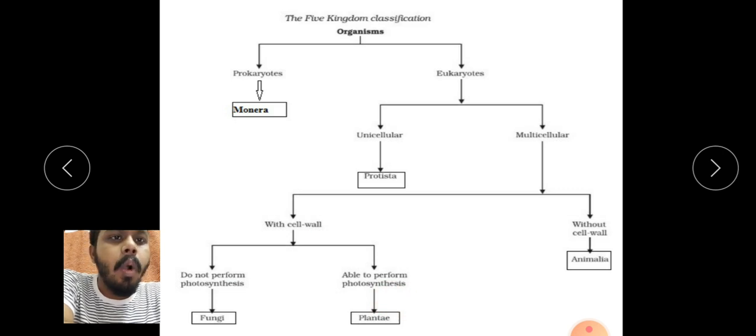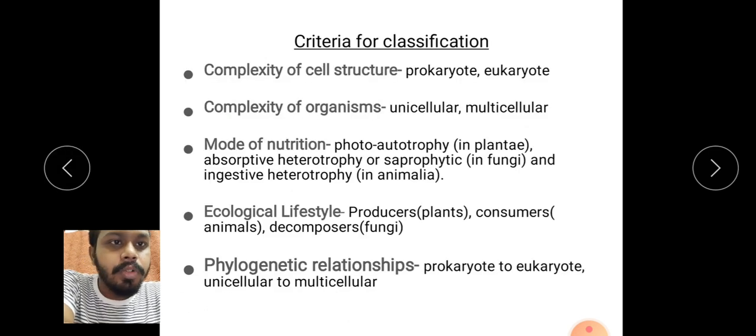So in this way all the organisms are divided into these five kingdoms. This is the criteria to classify them. Another criteria of classification is mode of nutrition. Depending on this criteria, living organisms are divided into photo-autotrophs. That means in the Plantae kingdom, all the organisms are photo-autotrophs, and in the fungi group, all the organisms are absorptive heterotrophs or saprophytic, and in animals, all are ingestive heterotrophs.